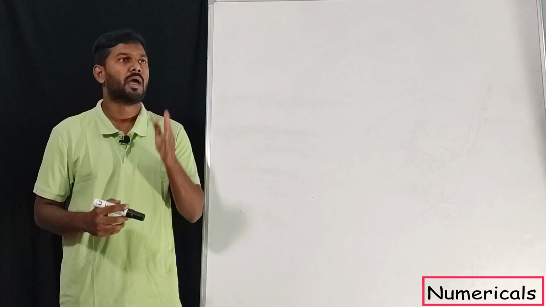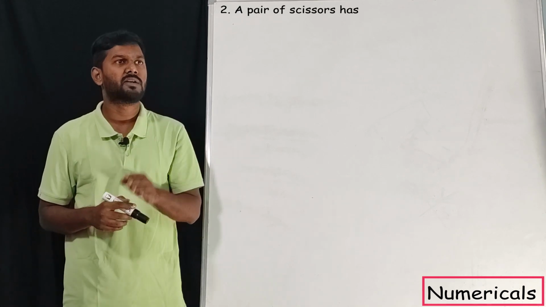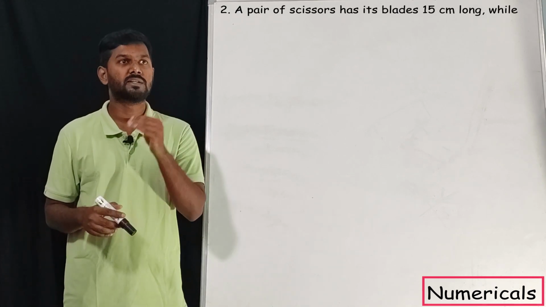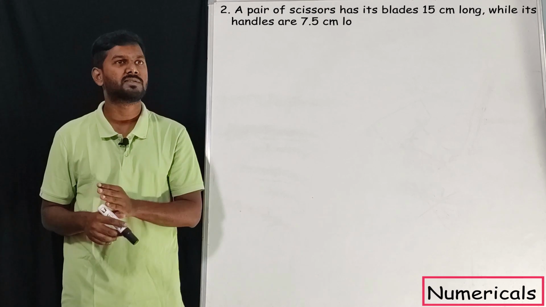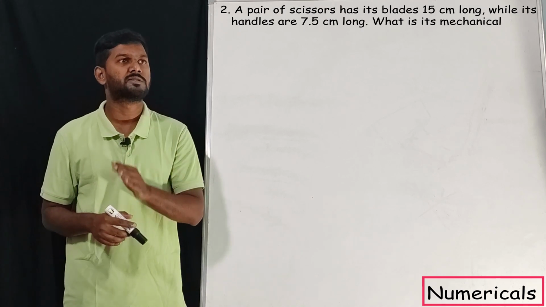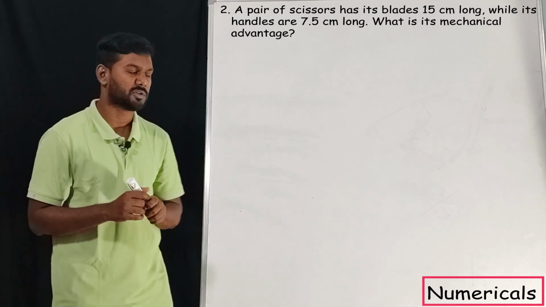Our second question: a pair of scissors has its blade 15 centimeter long while its handle is 7.5 centimeter long. What is its mechanical advantage? Very simple question. See.